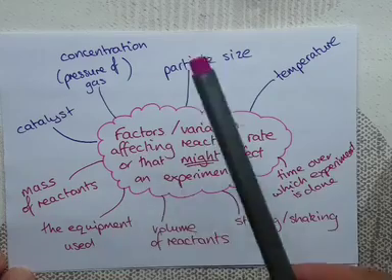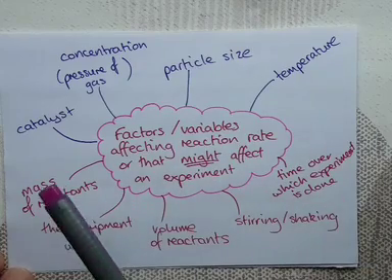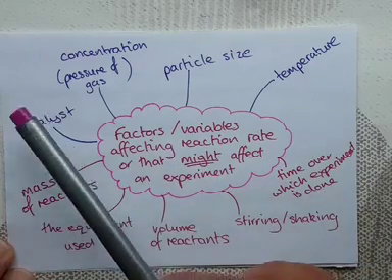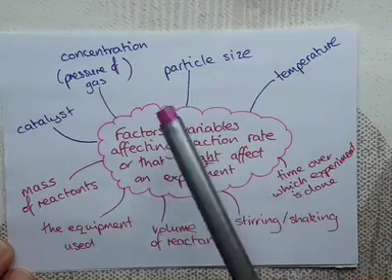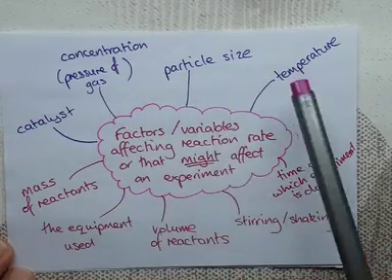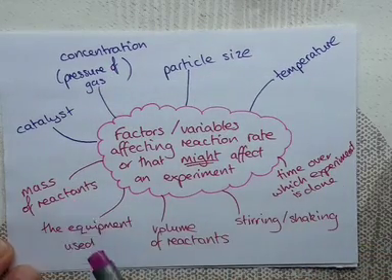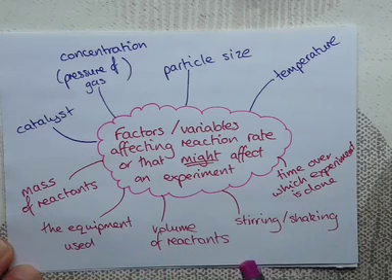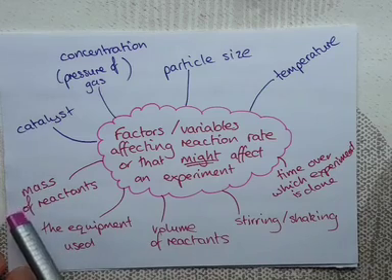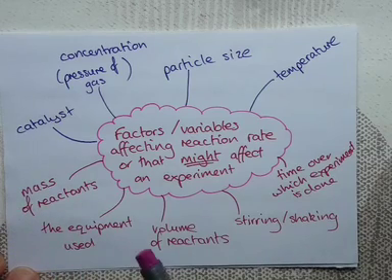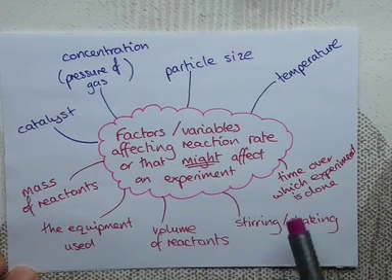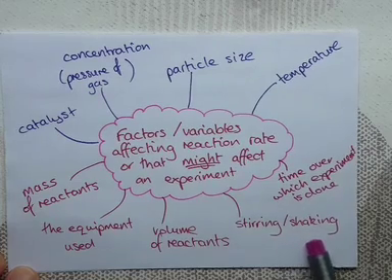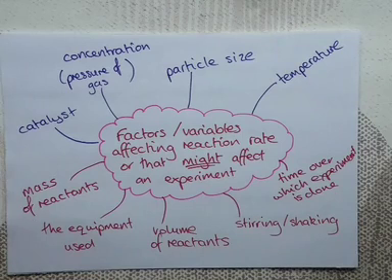So all of these are different variables which might affect the rate of a reaction. We've got the 4 that we learned about already: catalyst, concentration, particle size and temperature. But then we've got loads of other things. I would say these are more things that could affect your measurements if you were doing an experiment. So you've got things like the mass of reactants, the equipment used, volume of reactants, any stirring or shaking might affect your experiment, and the time over which your experiment is done might also affect your results.